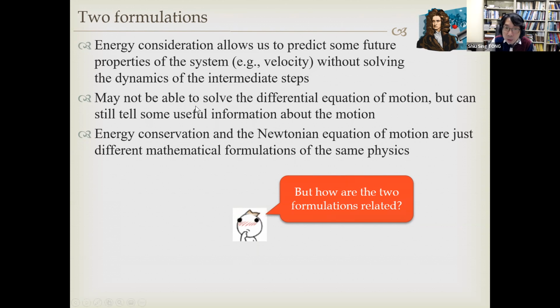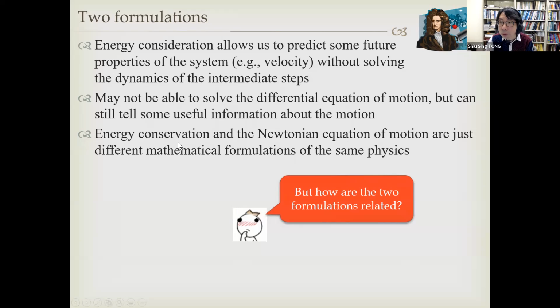Now, in some situations, it may be quite difficult to solve the differential equation of motion. It's not that easy, but still we can use the energy consideration to tell us some information about the system. So that's why the conservation principle is very useful. I will let you see in the next slide that conservation of energy and the Newtonian equation of motion are just different mathematical formulations of the same physics.